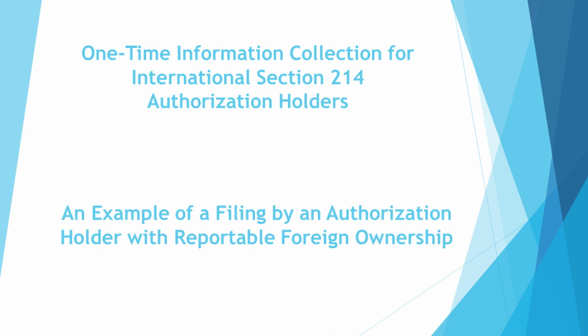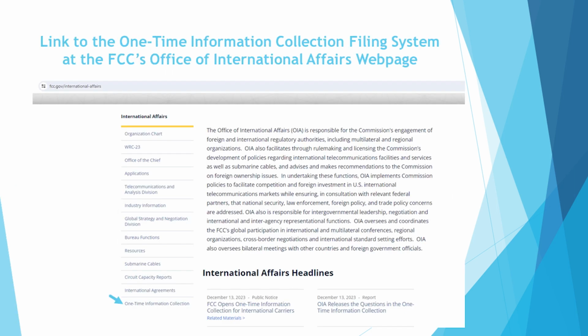This tutorial features an example of a filing by an authorization holder with reportable foreign ownership. For purposes of this tutorial, the second person, you, will refer to International Section 214 authorization holders. Click on the link to the One-Time Information Collection filing system on the webpage of the FCC's Office of International Affairs.